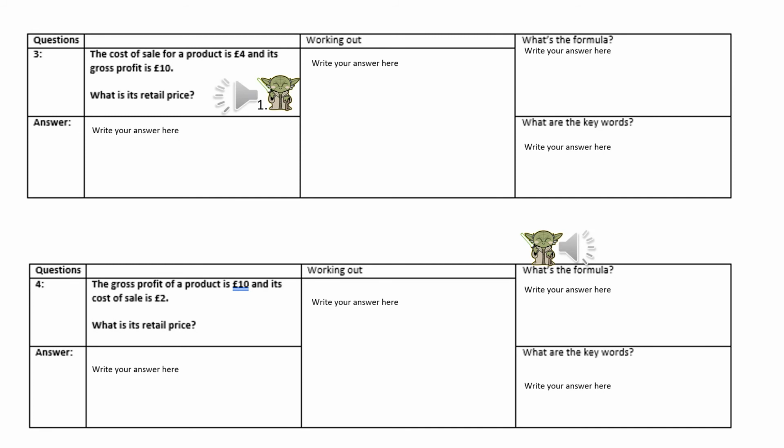Question 4. Gross profit of a product is £10 and its cost of sale is £2. Now if you compare that to question 3, it's actually the same kind of numbers, but they've reworded it. This is a kind of sneaky exam thing that can happen. You're actually also being asked the same thing. What is its retail price? So remember, you start off using the formula, which is gross profit equals turnover minus cost of sales. So you've got some numbers and you've got to work that one out. You've had lots of help with question 3. Let's see if you can work this one out yourself. Use the formula box, use the working out box, and then write the answer, guess what, in the answer box.